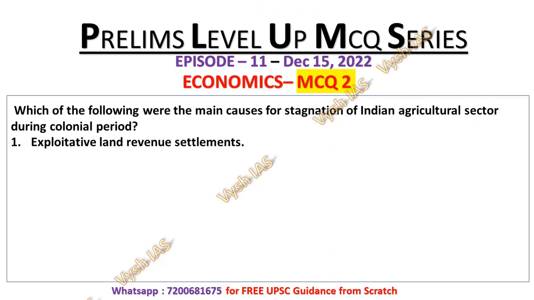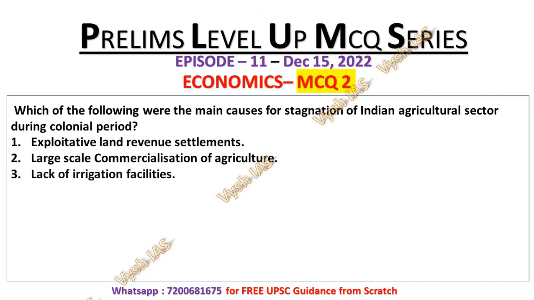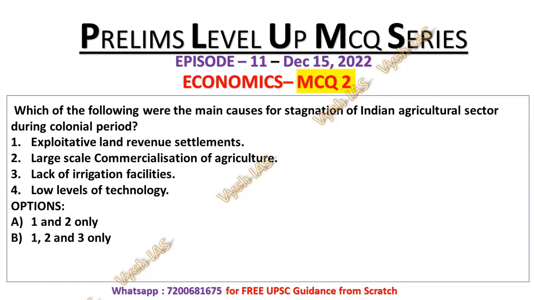Statement 1 is exploitative land revenue settlement. Statement 2 is large scale commercialization of agriculture. Statement 3 is lack of irrigation facilities. Statement 4 is low level of technology. Now look at the options: 1 and 2 only; 1, 2 and 3 only; 1, 3 and 4 only; and 1, 2, 3, 4, all of the statements are right. So try to answer this question and write it in the comment box. I will give you 10 seconds.